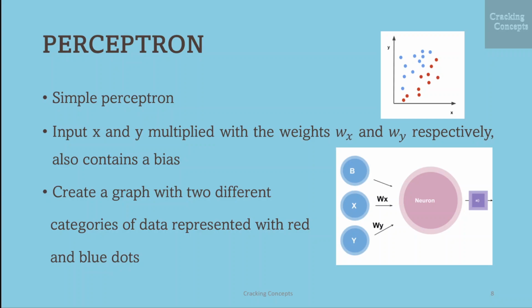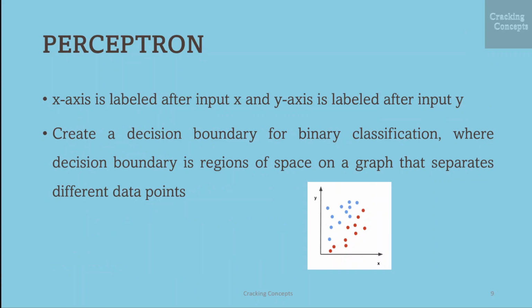Now let us also create a graph with 2 different categories of data, which is represented with blue and red dots as given in the figure. Notice that the x-axis is labeled after input x and y-axis is labeled after input y. Suppose our goal is to separate this data so that there is a distinction between the blue dots and the red dots. Now, how can we use the perceptron to do this? A perceptron can create a decision boundary for a binary classification where a decision boundary is regions of space on a graph that separates different data points.